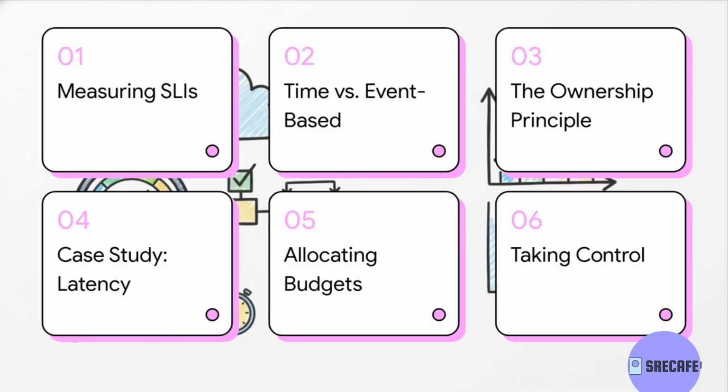So, here's our game plan. First, we're going to get into the big technical choice. Should your SLIs be based on time or on events? Then, we'll switch gears and tackle that messy organizational problem of ownership. And we'll use a super common latency example to see exactly how all this plays out in the real world.